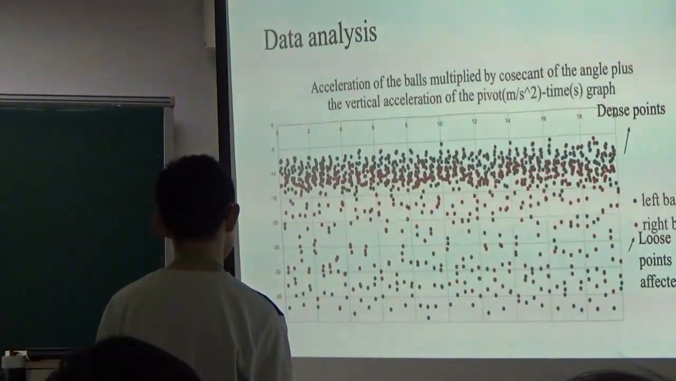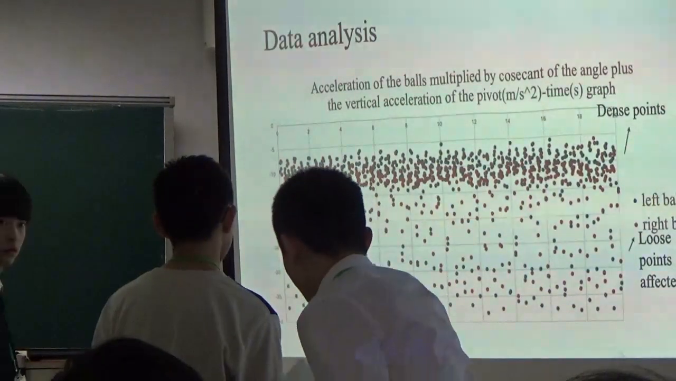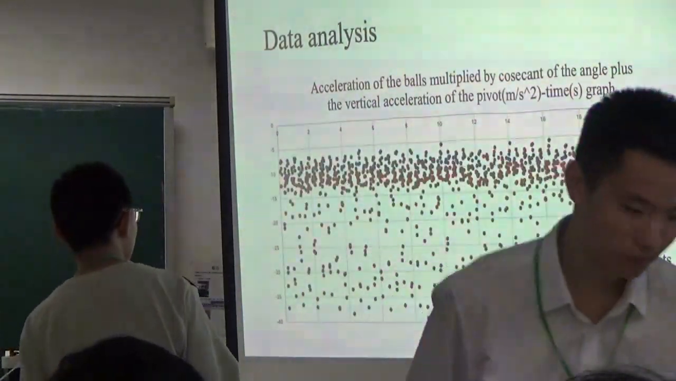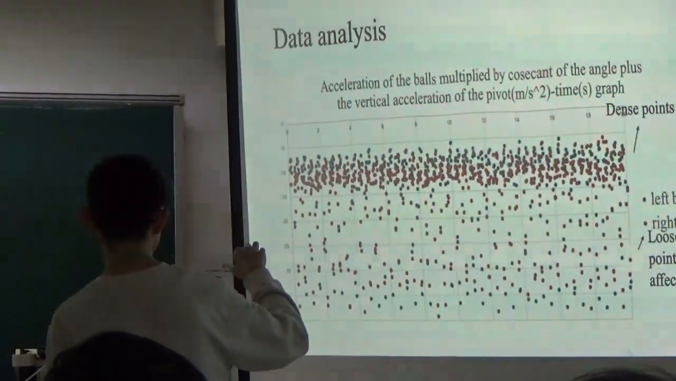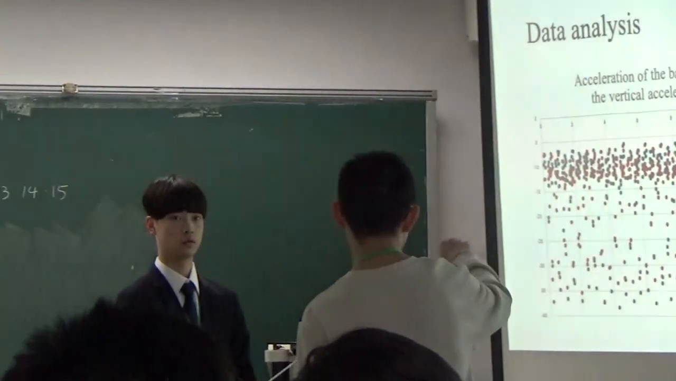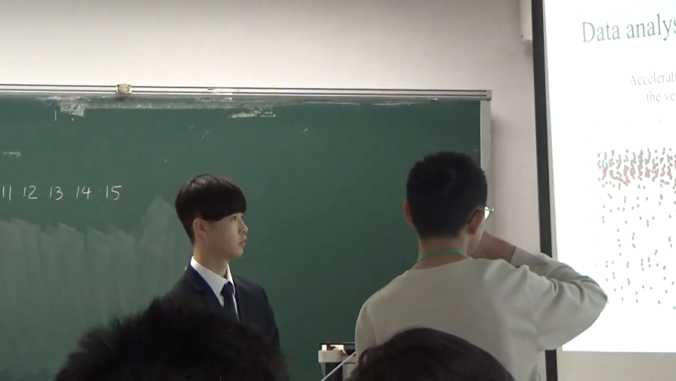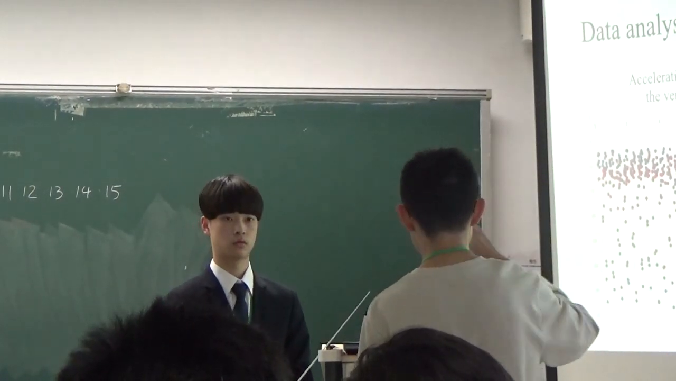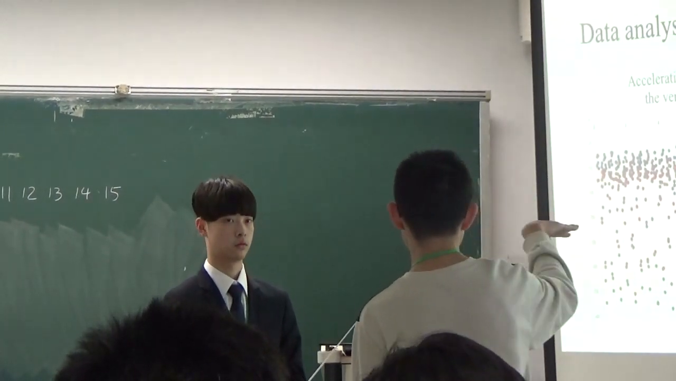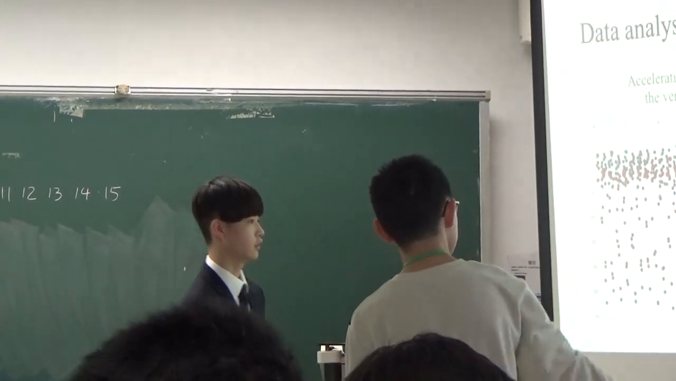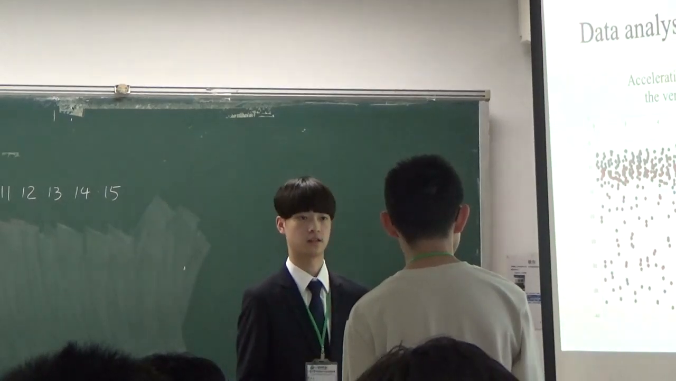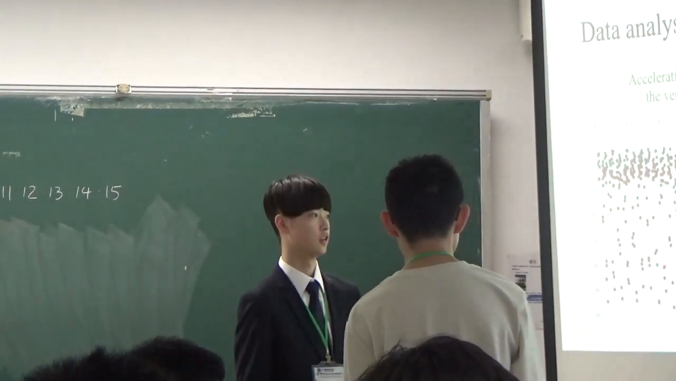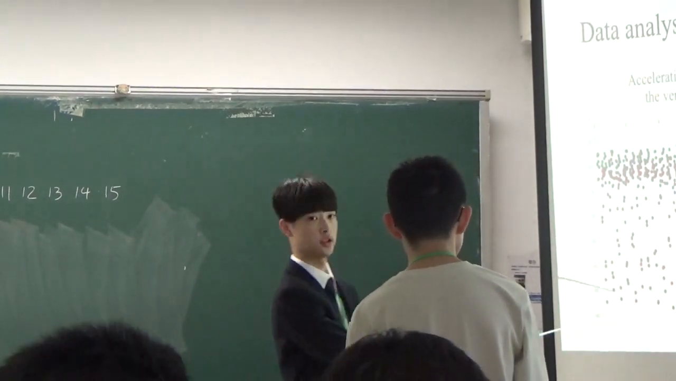Do you want to disclose more about the data? Why is there more data? There are more dots that aren't on the line. Okay, the loose points are affected by the collision, or other factors that cause damping. It will change its acceleration.